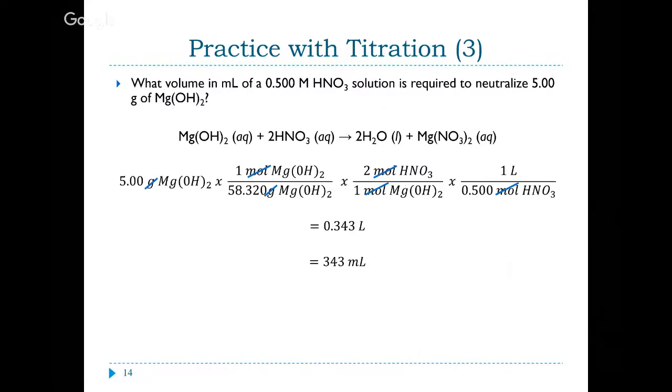So what volume in milliliters of a 0.500 molar nitric acid solution is required to neutralize 5.00 grams of magnesium hydroxide? So magnesium hydroxide plus our nitric acid gives us 2 moles of water and magnesium nitrate. This is once again a double displacement. We have 2 moles of hydroxide, so that means we need 2 moles of our protons coming from our acid. So this is basically saying we need double the amount of acid for every 1 mole of this that we have.